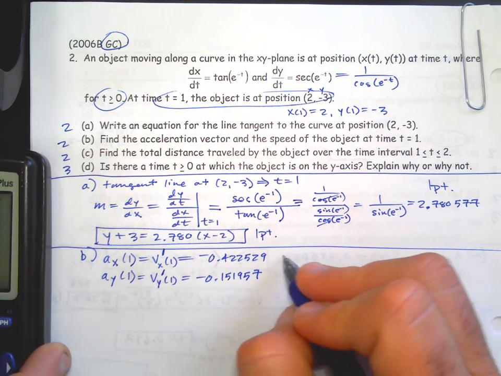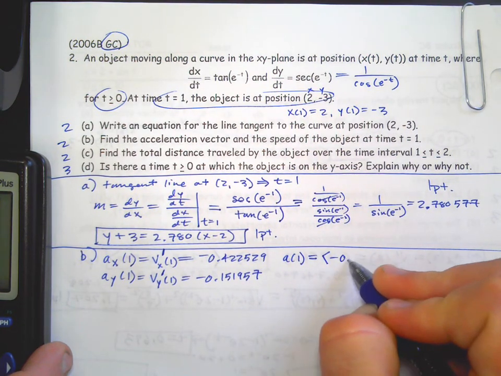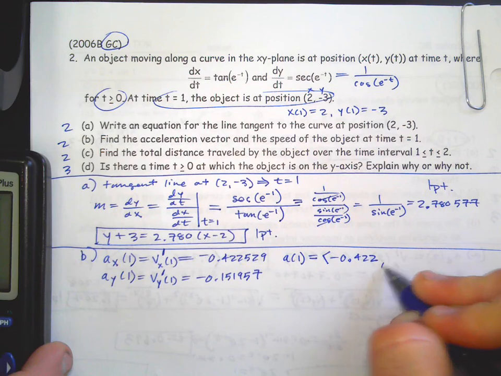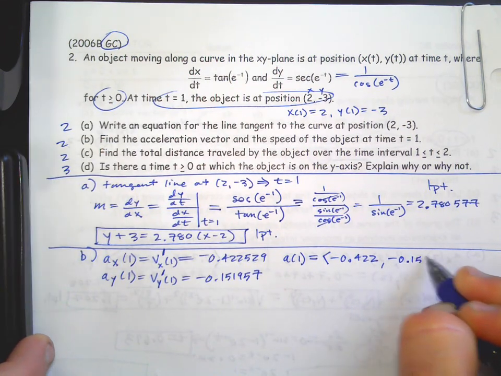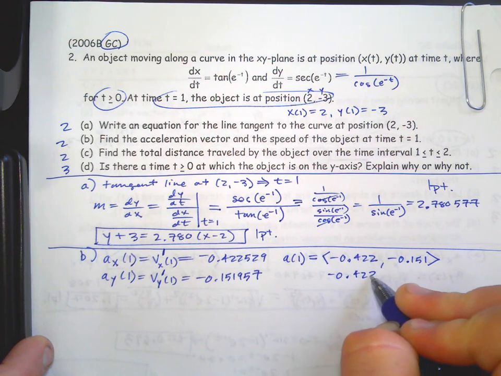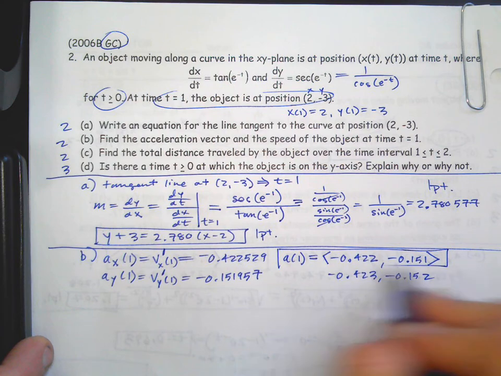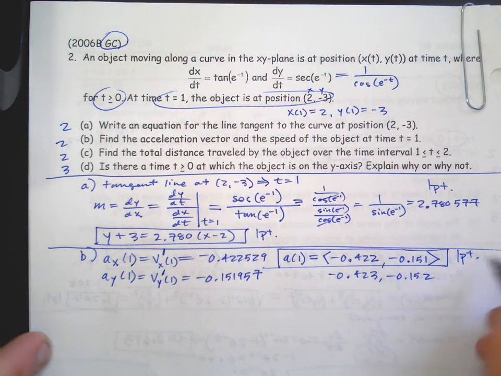And so the acceleration at time 1 is, as a vector, negative 0.422, comma, negative 0.151, or you could round it if you want. So that's 1 point. And then we have to do speed.